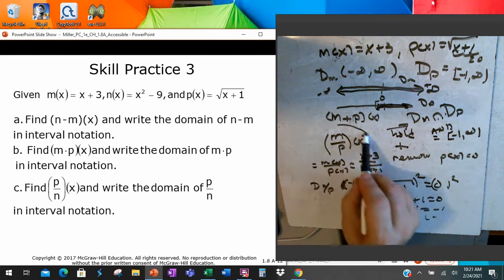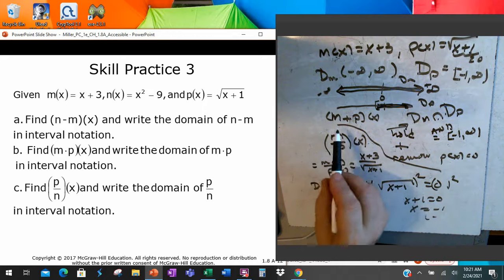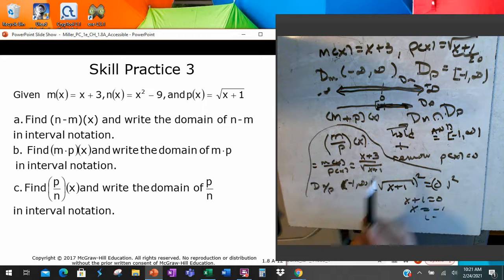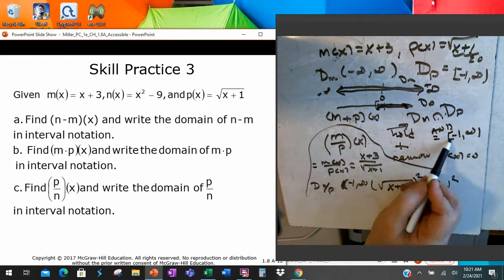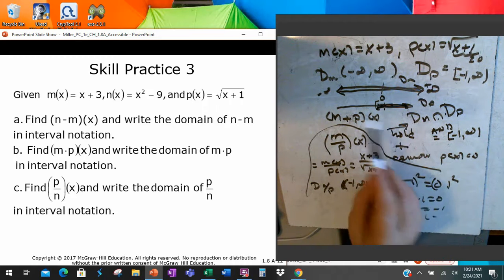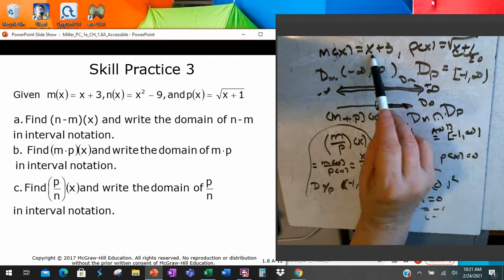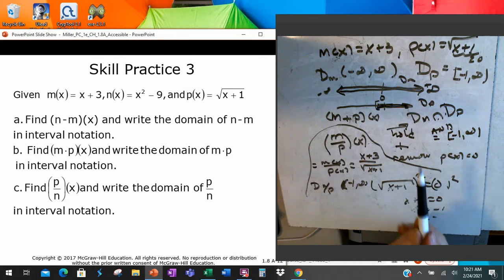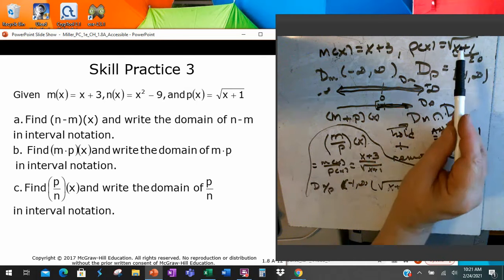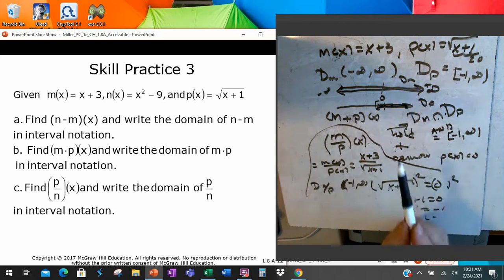So let me do this piece of it. So this, I could be -1 when I form m plus p. M plus p was just x plus 3 plus this. It would be okay. I can include the -1. I just have to have that being greater than or equal to 0, but it can't be equal to 0 down here. So I had to pull that out.